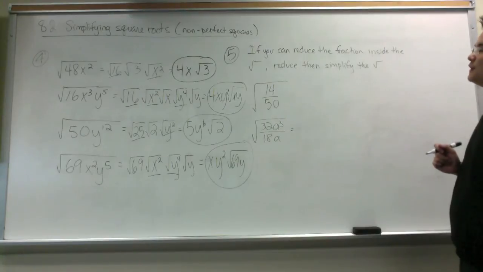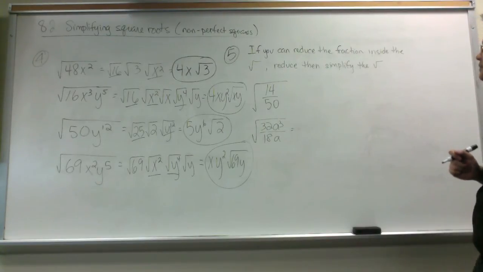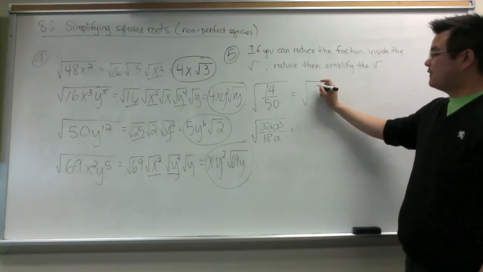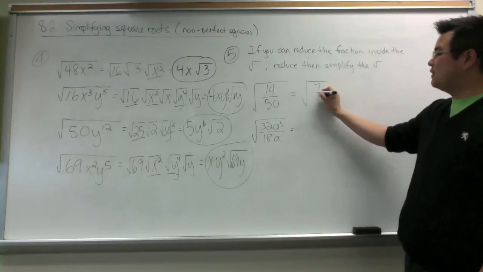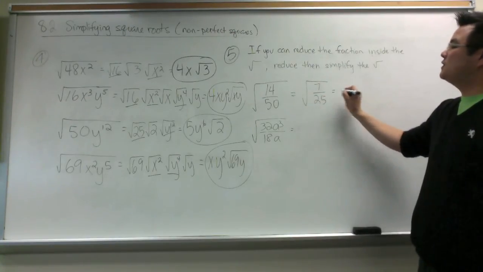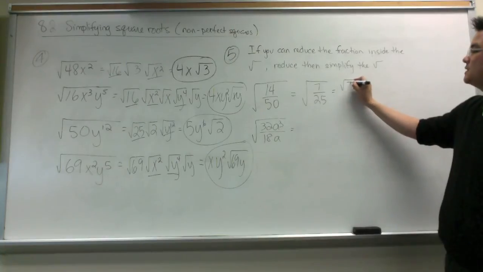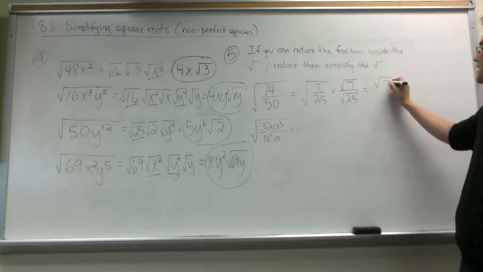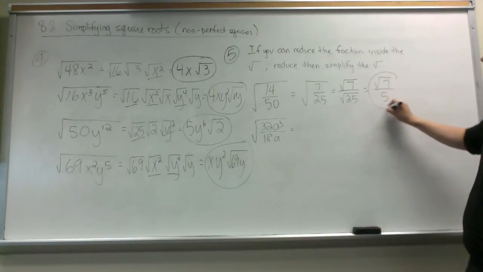In the next part, if you can reduce the fraction inside the radical, you're going to reduce, then simplify the radical. So in this example, we're going to reduce the fraction first. The square root of 14 over 50 reduces to 7 over 25. And now I'm going to apply the quotient rule where I split up the radicals. Then I have square root of 7 over 5.